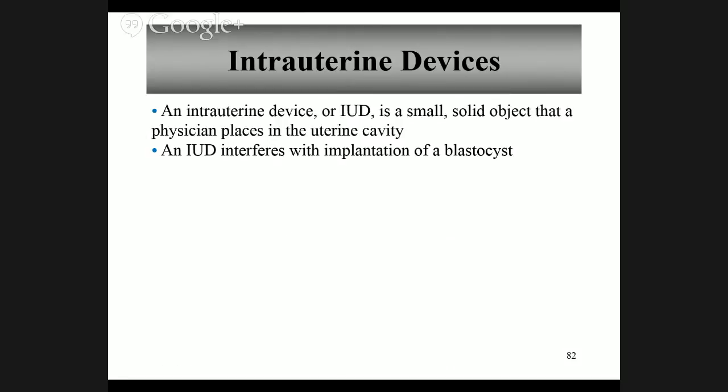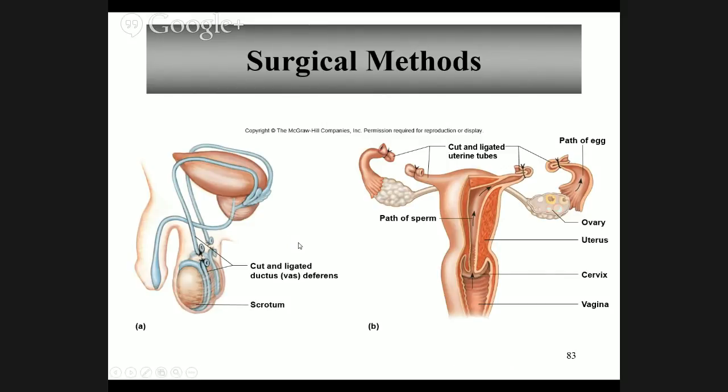Intrauterine devices, or IUDs, interfere with the implantation of a blastocyst. And with surgical methods, you can cut and ligate the ductus or vas deferens, which prevents sperm cells from leaving the scrotum. Or you can cut and ligate the uterine tubes, and what will happen there is either the egg can get interrupted or the passage of sperm can get interrupted.